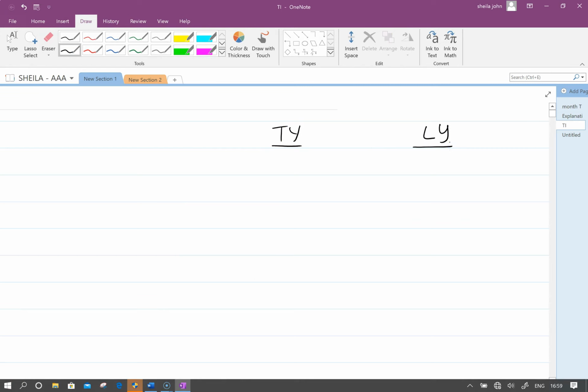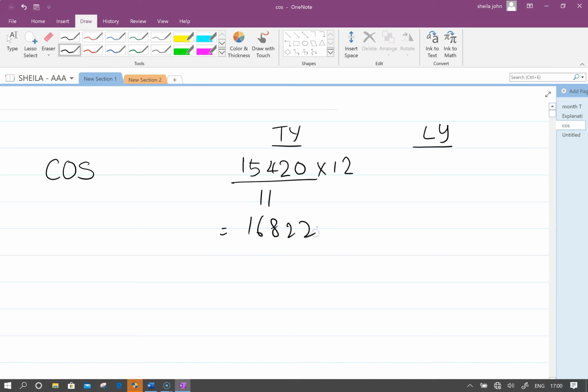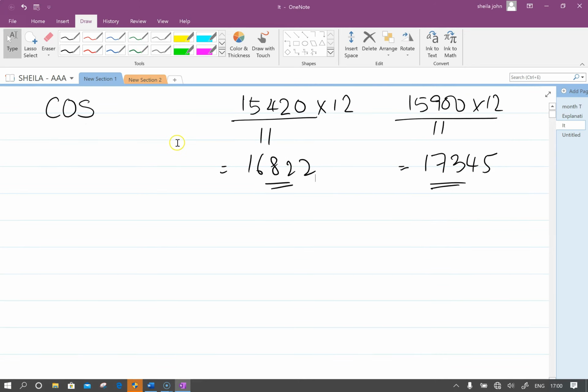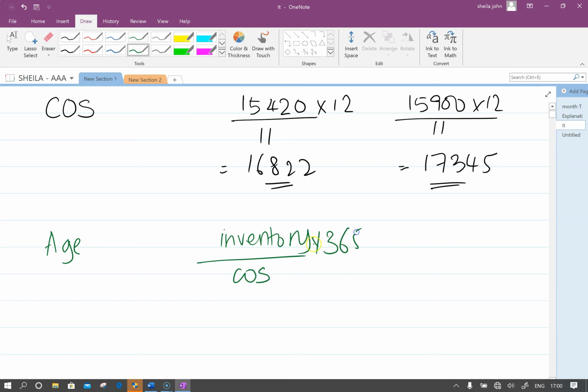All right, but before we calculate the ratios, what we have to do is to gross up the cost of sales. The cost of sales figure has been given to us, 15420, and it is only for 11 months, so we'll have to gross that up, and that comes up to 16822. We've got to do the same on the other side, and that comes up to 17345. So what we need to do now is to calculate the inventory age. So the formula for inventory age is the inventory divided by the cost of sales multiplied by 365.